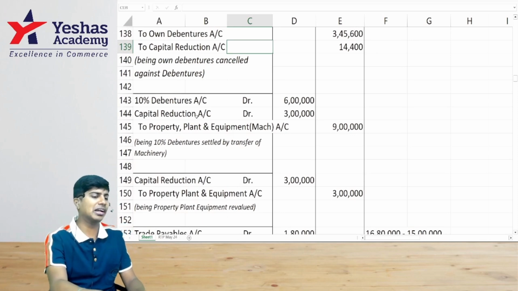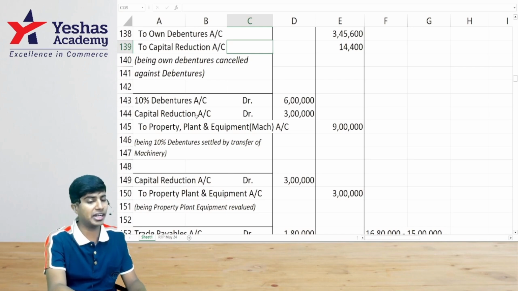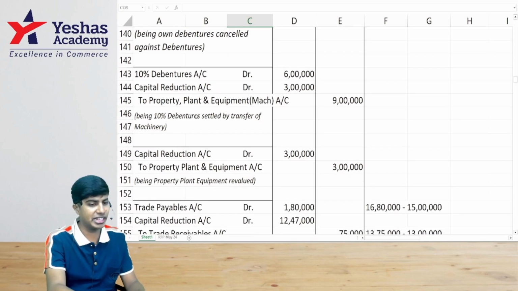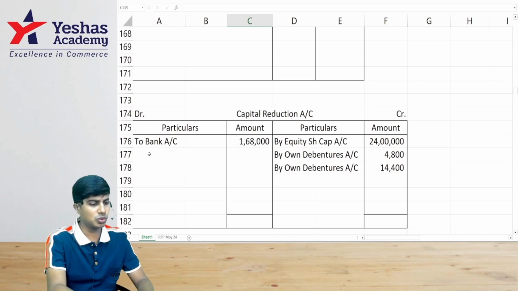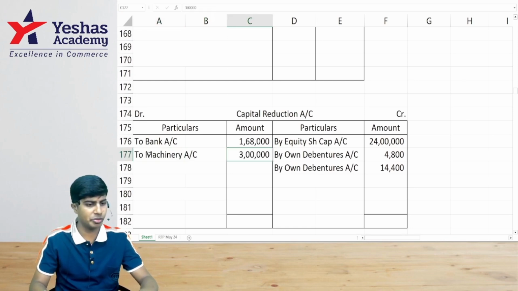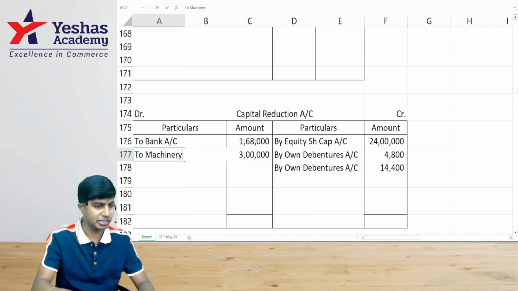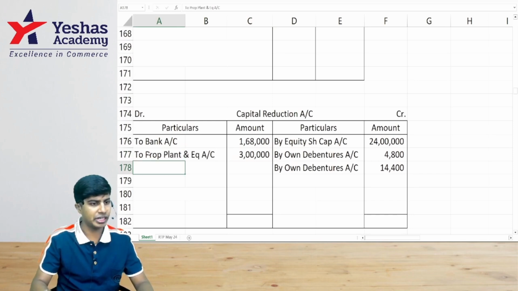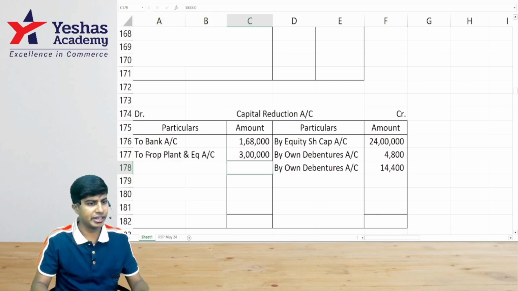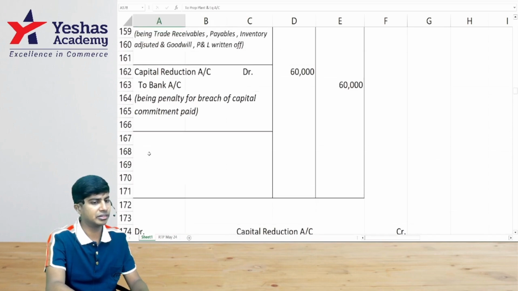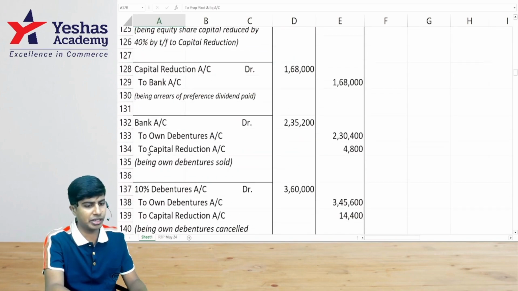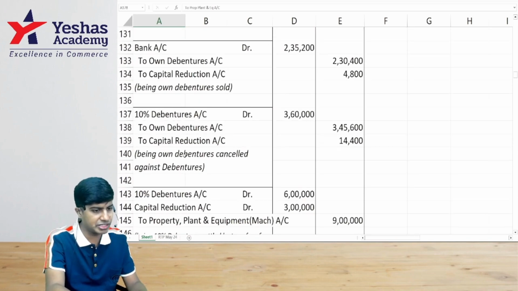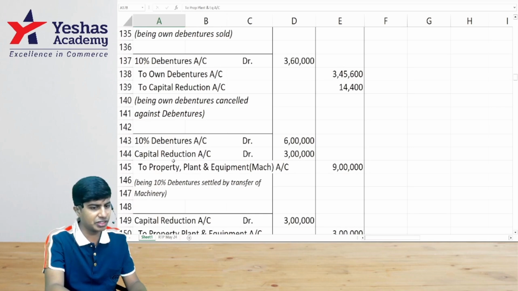So can I write in capital reduction account to property, plant and equipment 9 lakh? Sorry, 3 lakh. Let me write to property, plant and equipment. It is not machinery. It is property, plant and equipment, 3 lakh. Okay, now. Then what do we have after that 3 lakh? To property, plant and equipment 3 lakh. Where is it? We are just done with this.